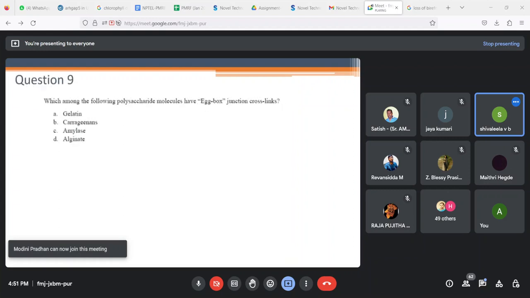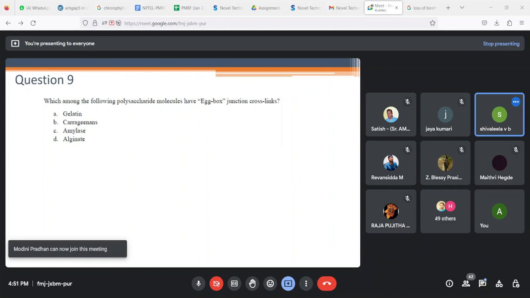Okay, moving on to question 9. Which among the following polysaccharide molecules have egg box junction cross-links? So all these options that are given, gelatins, carrageenans, amylose and alginates, are all polysaccharides that have a habit of forming gel-like structures. These gel-like structures have different kinds of junctions that enable them to form. So any clue what an egg box junction is?